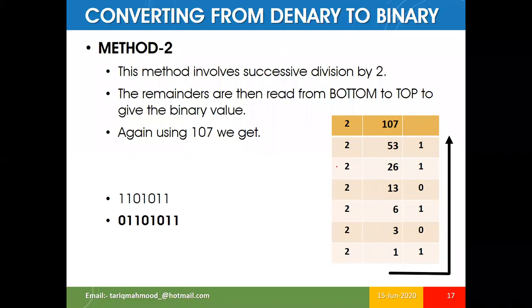Okay, now we come toward the second method, which is known as the division method. जिसमें बहुत ज़्यादा division involved होती है. So this method involves successive division by 2. The remainders are then read from the bottom to top to give the binary value.